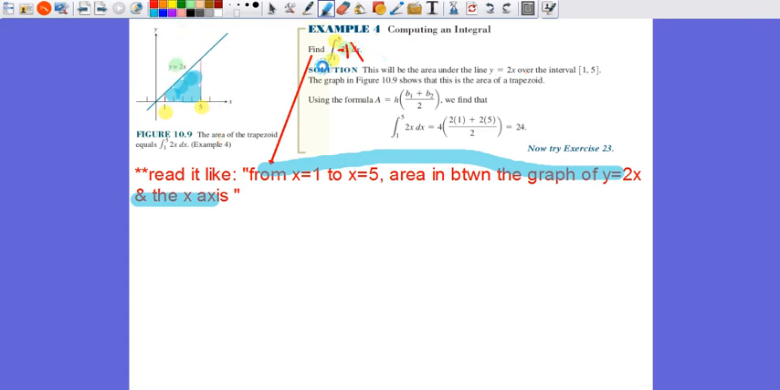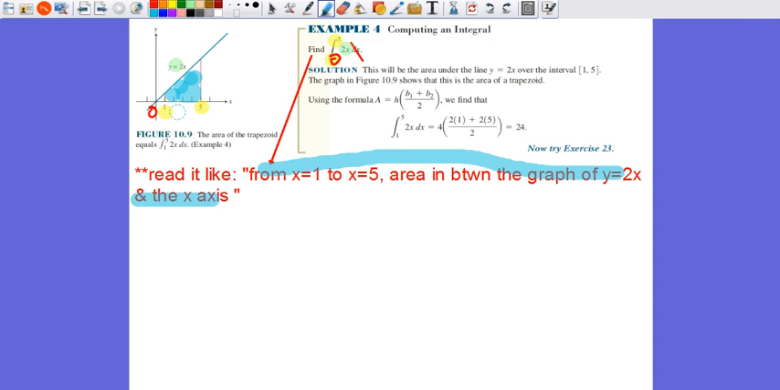Which brings me to my next point. What if they put 0 and 5 here instead? That means instead of a trapezoid, it's asking for the area of a triangle. It's going to include that portion. So you would just do 1/2 base times height. Now let's go ahead and figure this out.